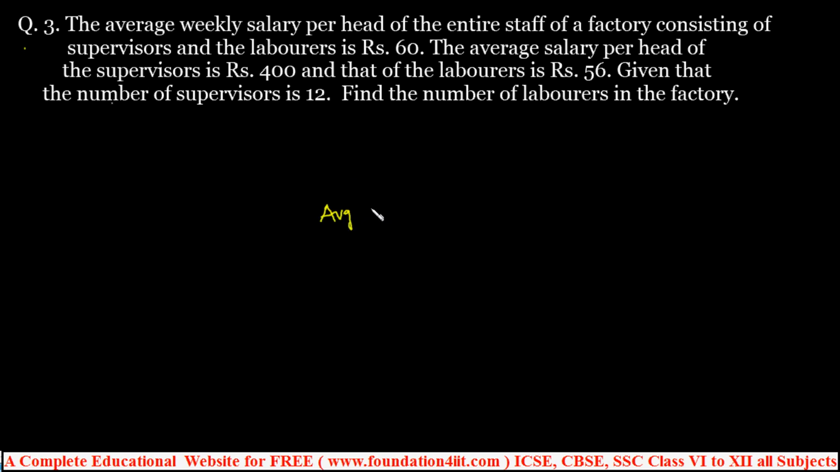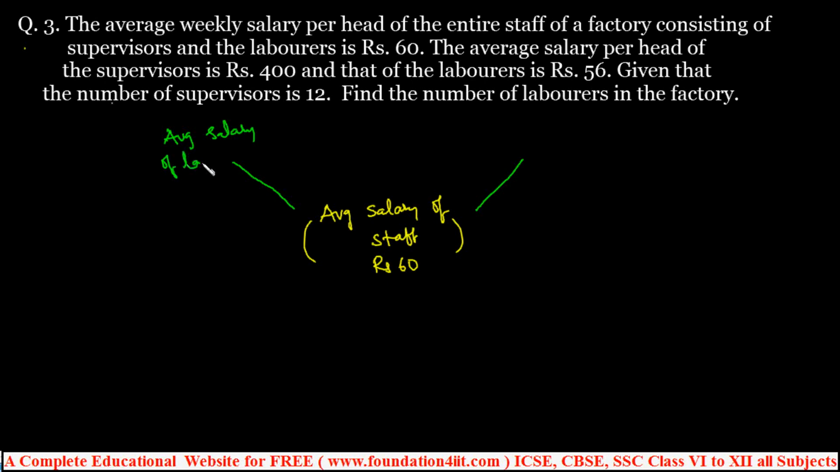So average salary of the entire staff is rupees 60. This will be the center. Now based on this, there are another two quantities, the supervisors and the laborers. Let us take the average salary of a laborer. When you take the laborers, it's already given as rupees 56 in the question.